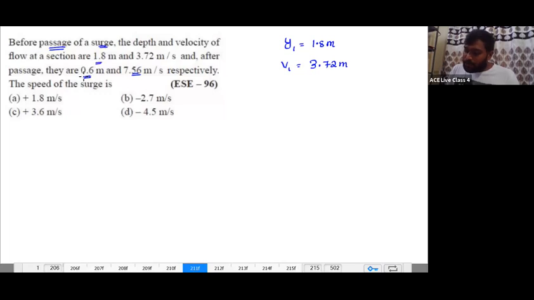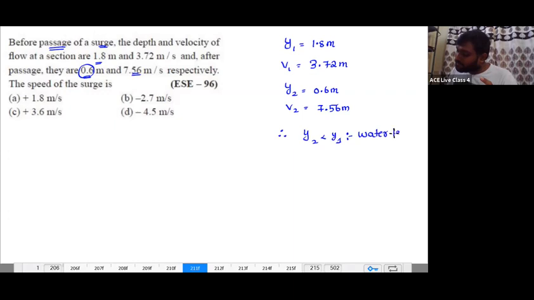Compared to before, after the depth is going to be less. Yes or no? When is it going to happen? You know that here Y2 is going to be 0.6 meters and V2 is equal to 7.56 meters per second. Yes or no? As Y2 is less than Y1, the water level falls. When the water level falls, this is going to be a negative surge.